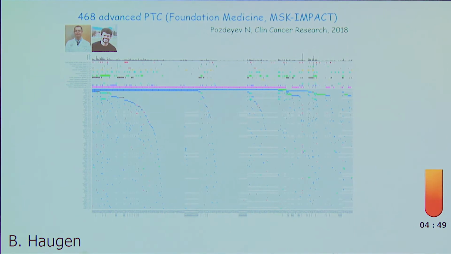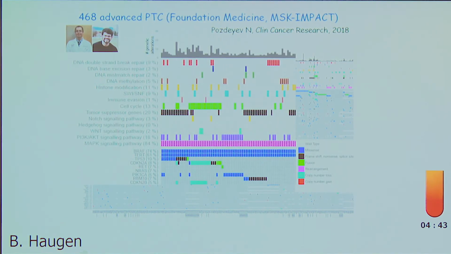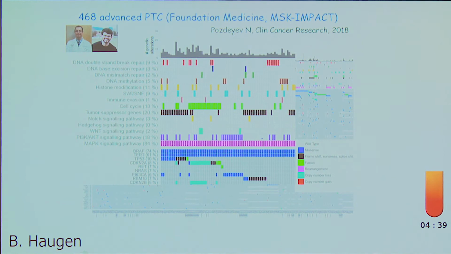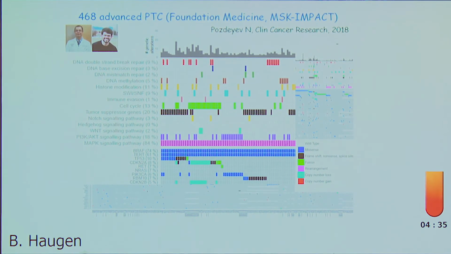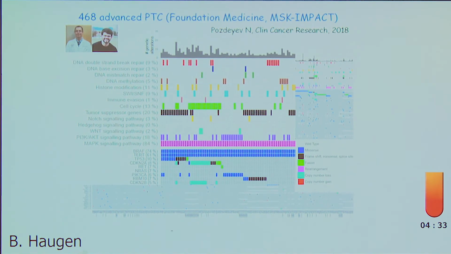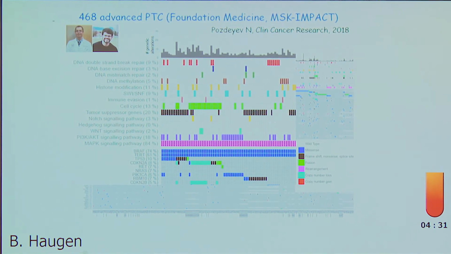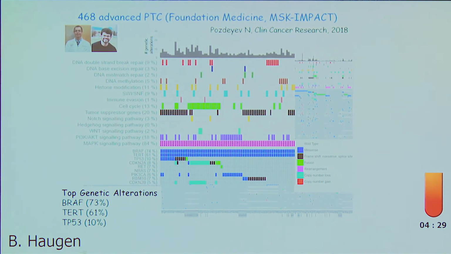And this, again, is just one section of our study looking at advanced papillary thyroid cancer with that same type of plot. If we blow it up here, we again can look at the mutation, the genetic alterations on the top. Numbers still are relatively low compared to other tumors and the different categories of alterations and pathways. And then we can call out the top genetic alterations here.